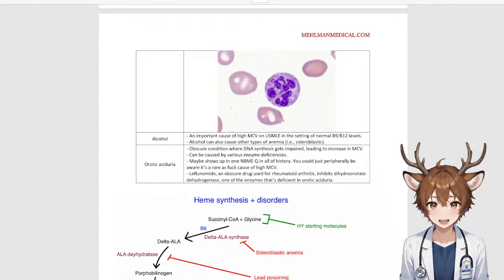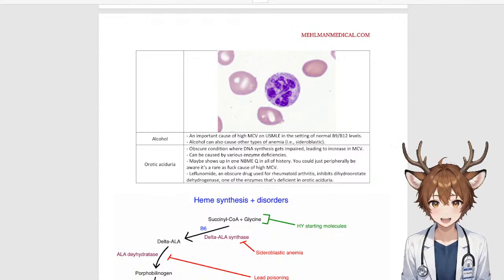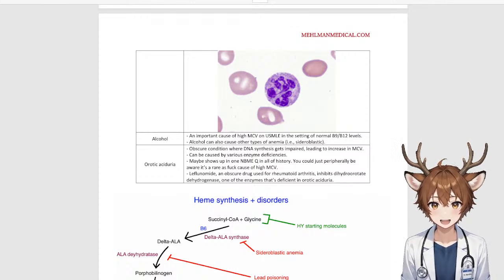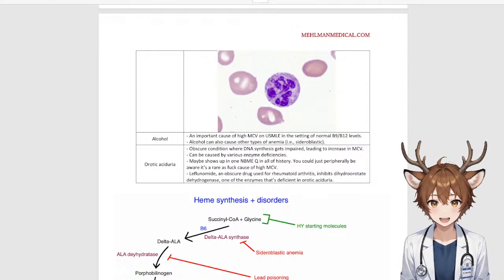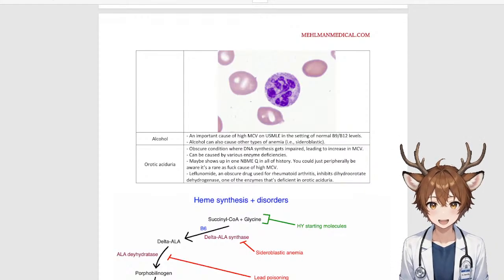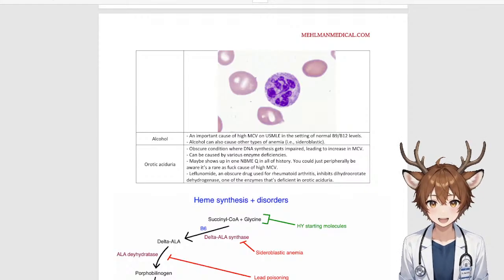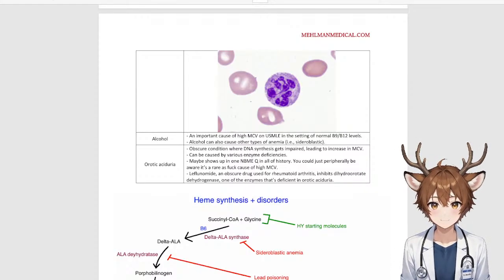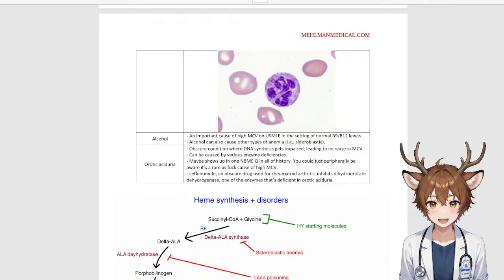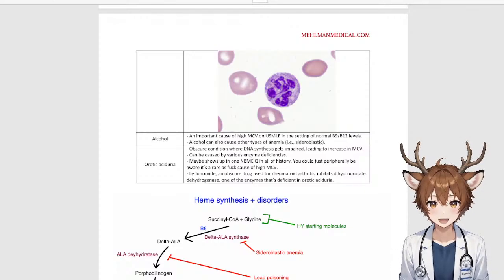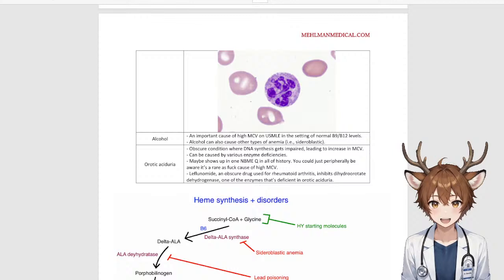What about orotic aciduria? It's an obscure condition where DNA synthesis gets impaired, leading to an increase in MCV, and can be caused by various enzyme deficiencies. It maybe shows up in one NBME question in all of history. You could just be peripherally aware it's a rare cause of high MCV. Leflunomide, an obscure drug used for rheumatoid arthritis, inhibits dihydroorotate dehydrogenase, one of the enzymes that are deficient in orotic aciduria.